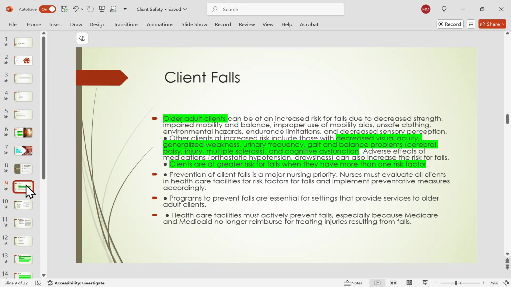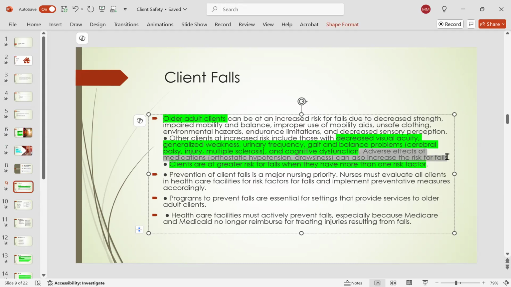Okay, even adverse effects of medications that are sedating or cause people to become drowsy puts them at risk. So, to assess the risk, we have to understand that if a client has more than one risk factor, the more risk factors they have, the higher their risk for falls. Okay. So we don't want to fix it after it happens. We want to prevent it. So every client needs to be evaluated.